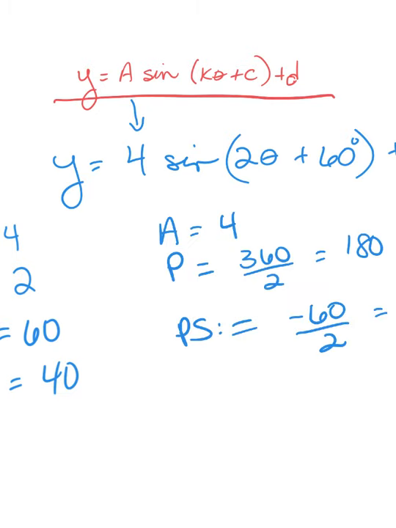The amplitude's 4, the period's 180, 360 divided by 2. The phase shift is negative C over K, which is negative 60 over 2, which is negative 30. And the vertical shift is this number. If it's positive 40, it's 40 up. If it's negative 40, it's 40 down, okay?